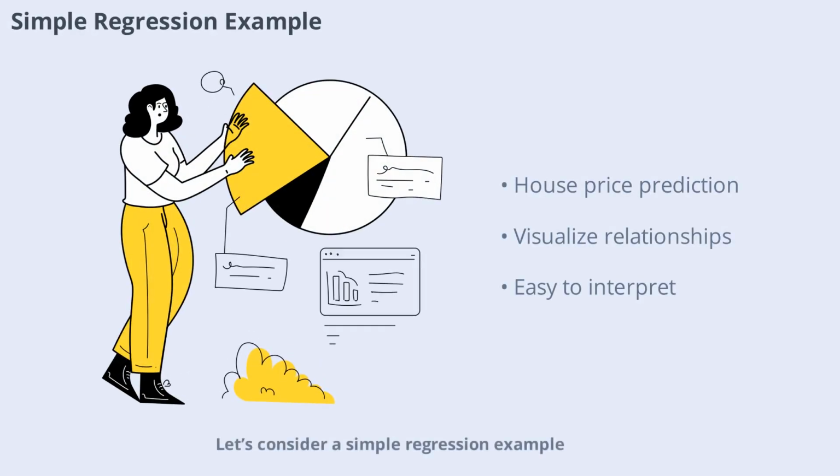Let's consider a simple regression example, predicting house prices based on square footage. By plotting the data and fitting a line, you can see how price increases with size. This straightforward approach demonstrates the power of regression in uncovering relationships and making predictions, even with just one feature.